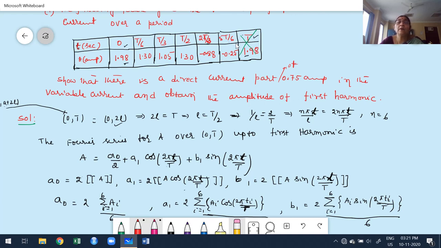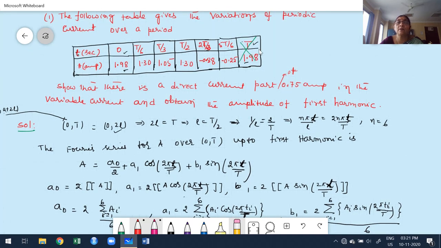What is the overall interval? The given table is already complete, because the first and last values of the first row have the same value in the second row. Now pick 0 to T, referring to the second case. Therefore, we get 2L is equal to T, then L, and 1 by L also. n pi t by L I have to calculate, and also I have to take n is equal to 6. We neglect either the first value or the second value; you can't consider a repeated value more than once. All values must be distinct.